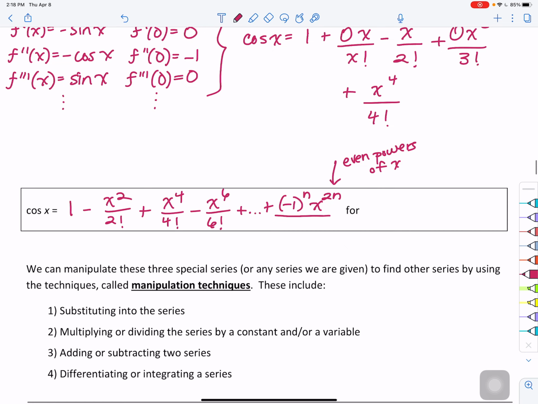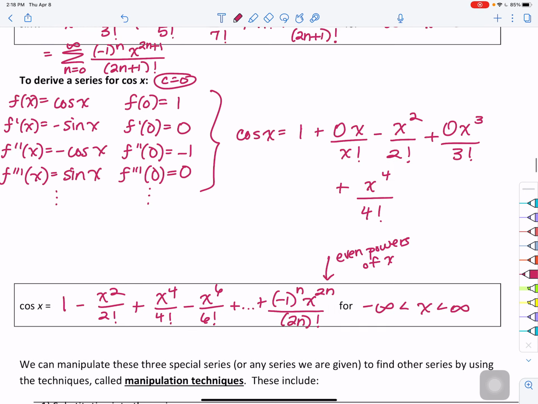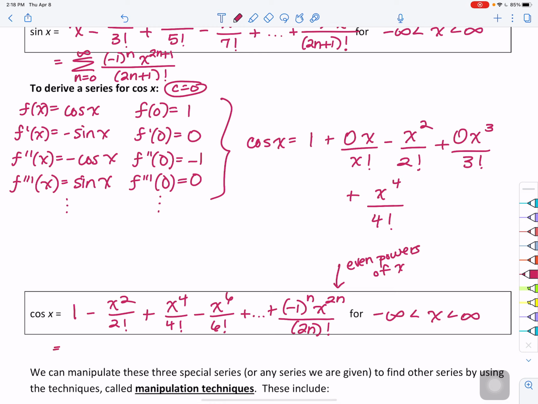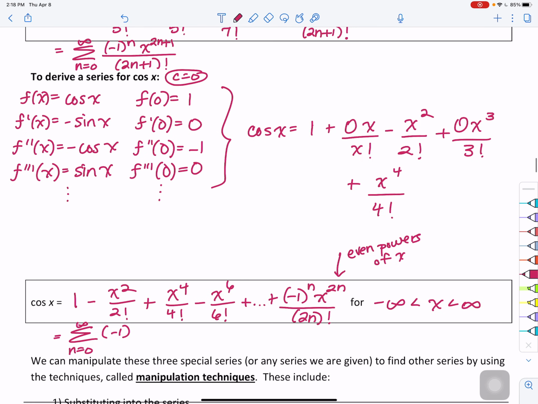Okay? All divided by 2n factorial. And again, this is for all x values between negative infinity and positive infinity. So now, why did I just derive all of this? Because, and let me go ahead and write what this is equal to. This is equal to the sum from n equals 0 to infinity, and we have negative 1 to the n.